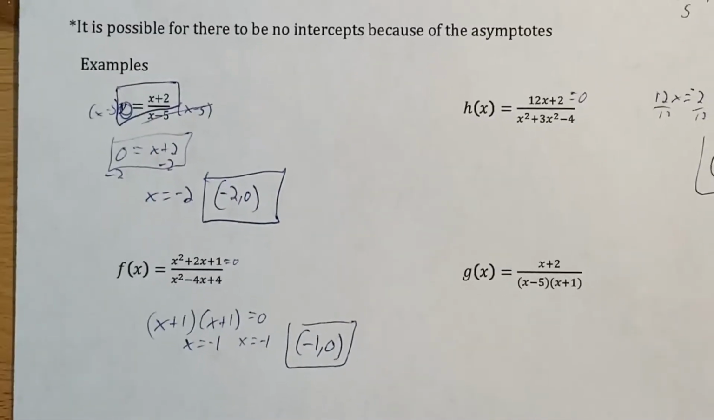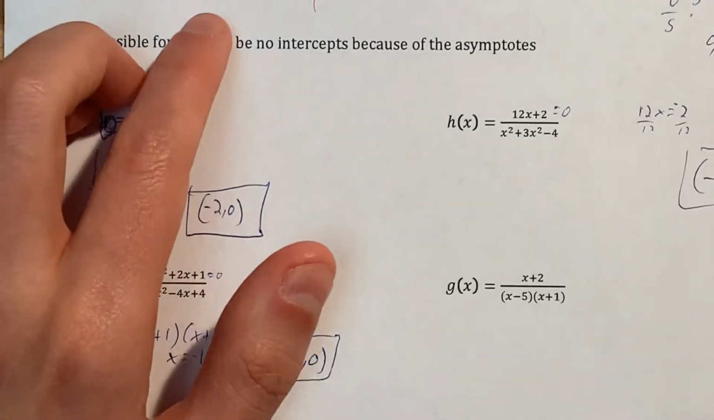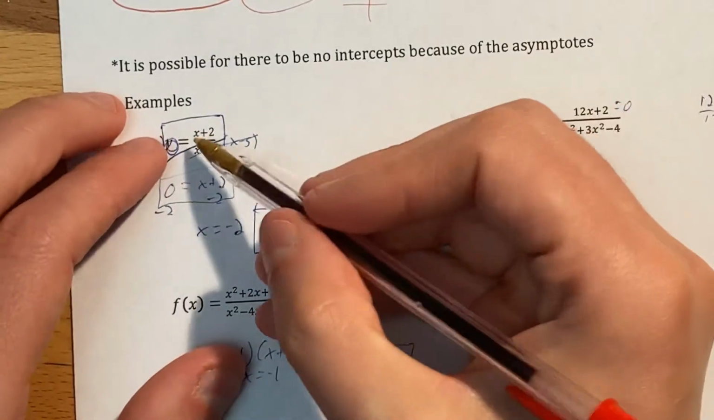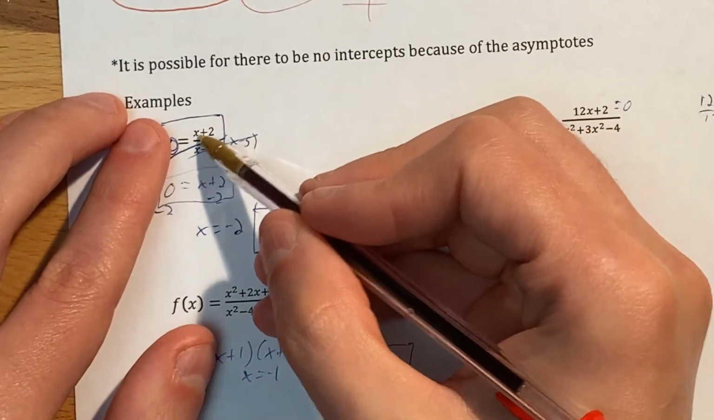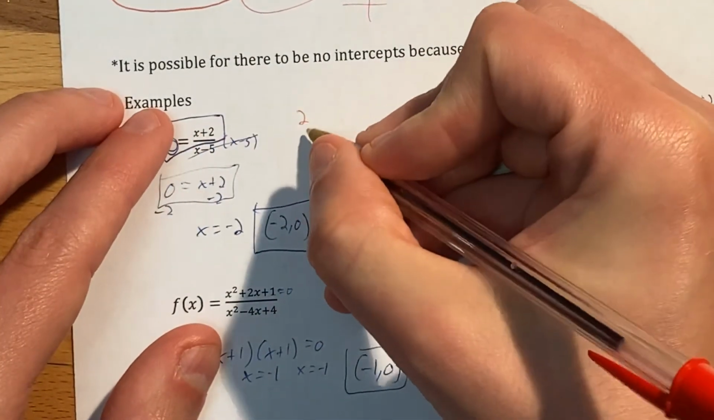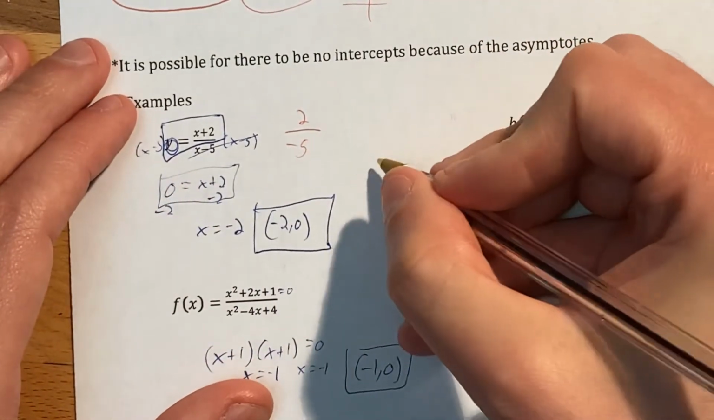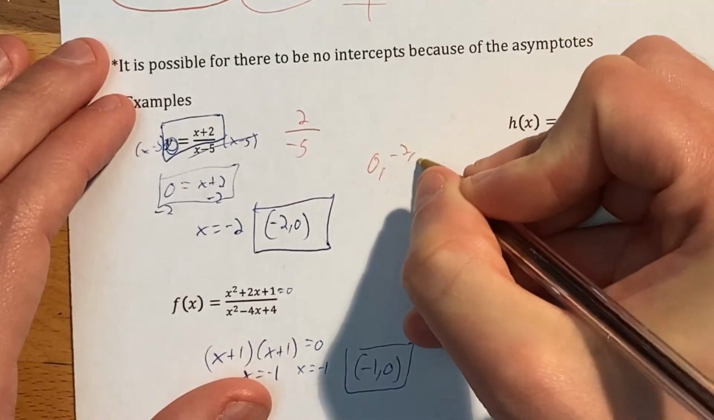For the y-intercepts, it's a bit easier actually. Setting x equal to 0. If x equals 0, then 0 plus 2 is 2, and 0 minus 5 is negative 5. So you get 0 comma negative 2/5.